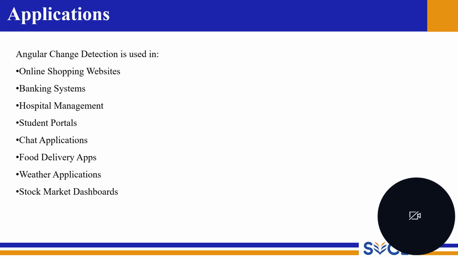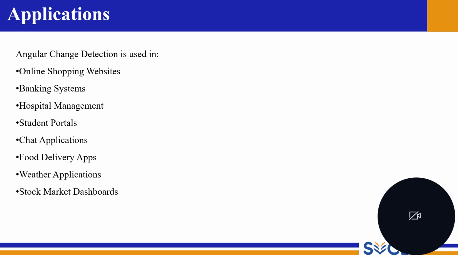And then the applications of Angular change detection. So it is used in various applications. E-commerce websites automatically update the product quantity, shopping cart, and total price when a user adds or removes items. So for example, Amazon and Flipkart. And then online banking systems display the updated account balance and transaction history immediately after a transaction. For example, internet banking applications.